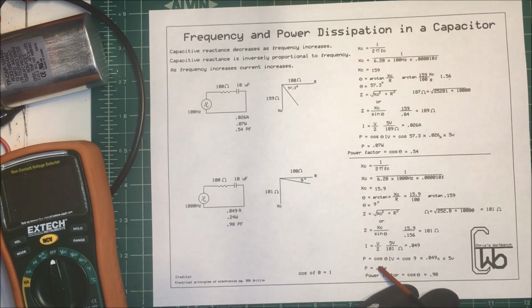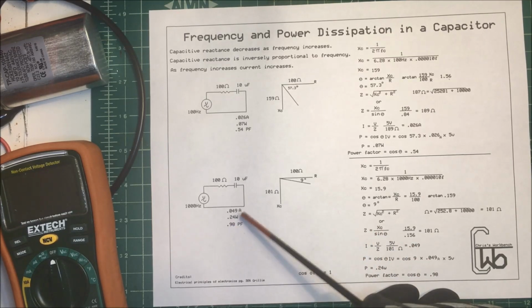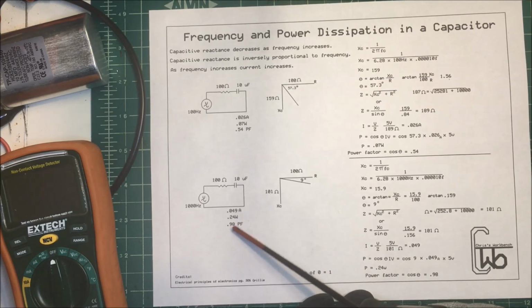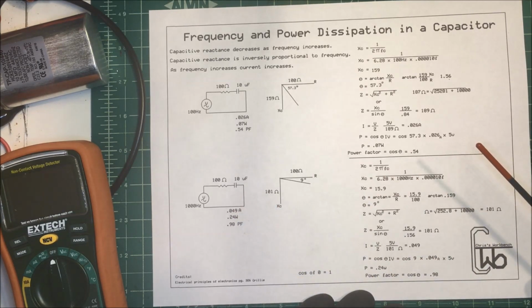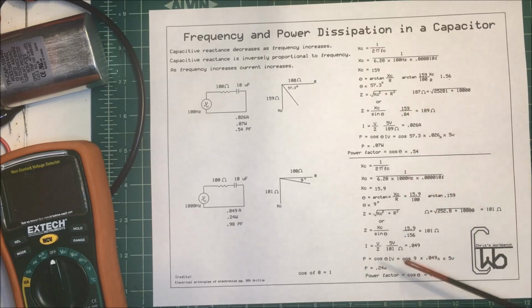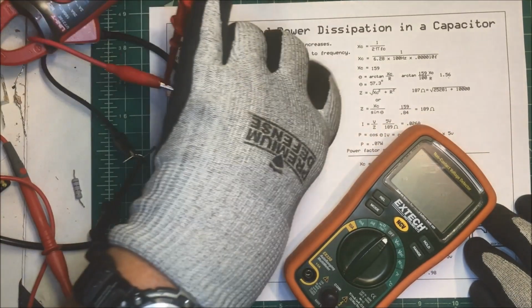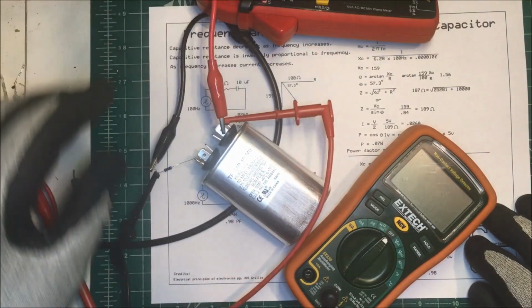And so we find our wattage, or our power, and that's going to be 0.24 watts. And to find our power factor, it's the cosine of this angle here, and it's 0.98 for our power factor. So that's the math. We'll see if it actually works on a practical circuit here.